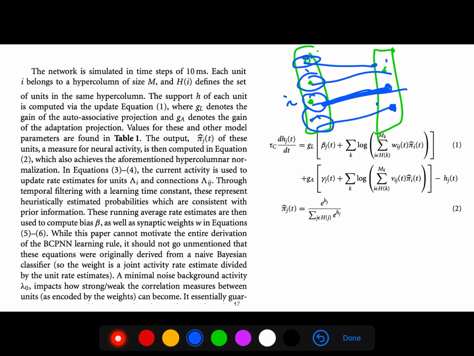If I is connected to J, if I's neuron is connected to J's neuron in the postsynaptic area. And of course, this one becomes input and output, and then we fix these weights, and we go to the next layer.